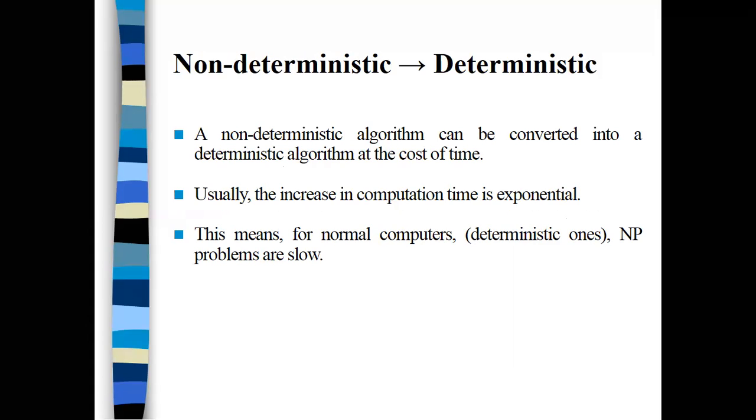Like if you want to convert an NP problem into a P problem, then you have to bear a lot of time, or you have to wait a long time to solve that problem. Usually the increase in computation time is exponential. This means for normal deterministic computers, NP problems are slow because they take much time.